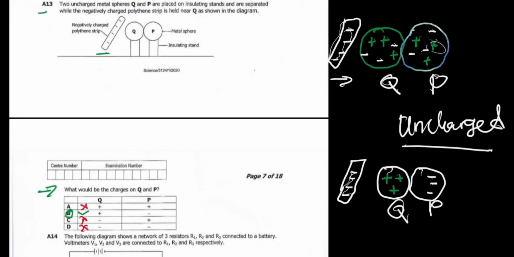This is the only answer that shows what is going to happen when this negatively charged polythene strip is brought near these two uncharged metal spheres. So make sure you understand the principles of static electricity and how charges interact with each other, because it's going to help you deal with problems on static electricity.